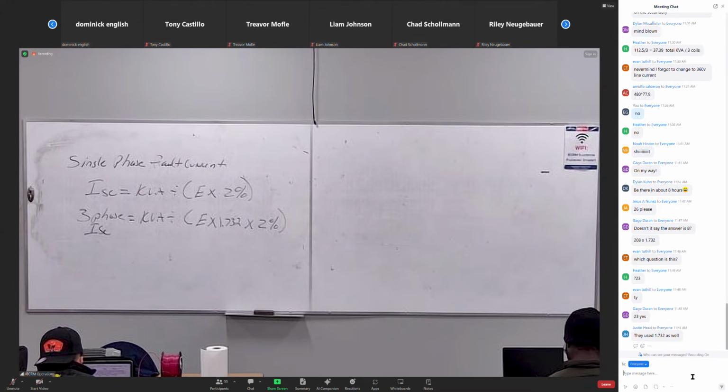It's better. Does that make more sense? So write it down in your notes. Single phase fault current. And at the end of the day, you guys should be able to look at that formula and just write it out on paper and put the values below it. I know you can do it.